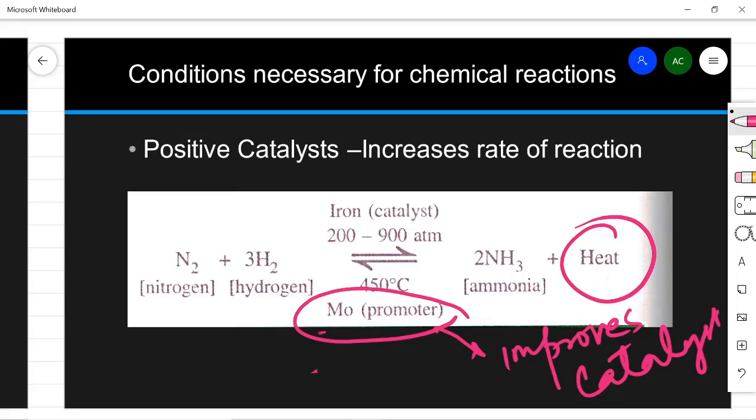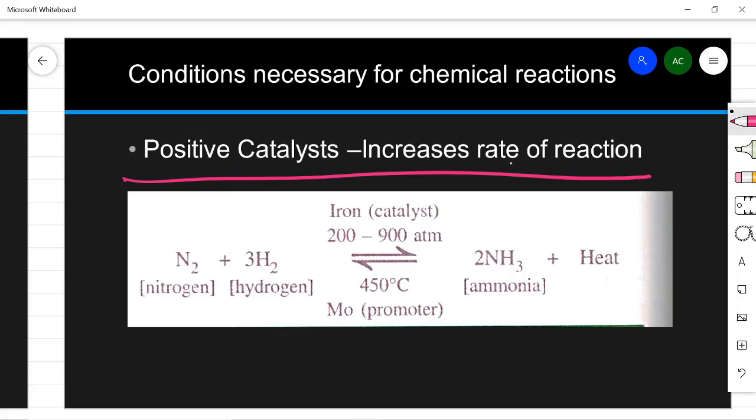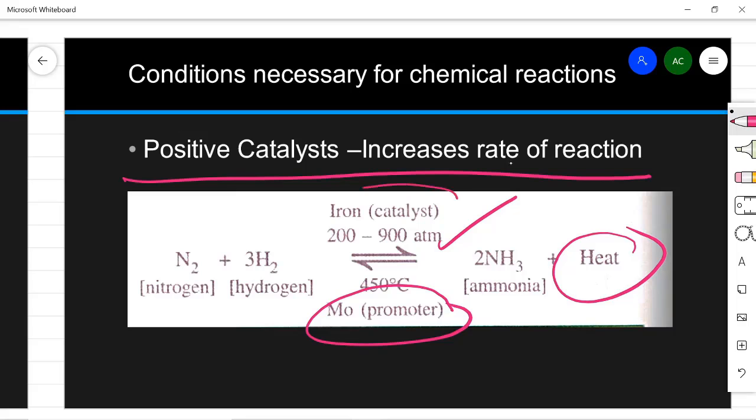Always remember, ये जो promoter है ये तभी काम करेगा जब ये catalyst भी होगा उसमें, क्योंकि promoter का काम है catalyst को monitor करना, maintain करना. So catalyst, positive catalyst also, promoter also, then exothermic also, pressure also. So this is a very important reaction which you can learn. So these were the two examples of positive catalyst. One was potassium chlorate and another one is this one. And when this question comes in the exam, do not forget to mention the name of the catalyst, otherwise marks will be deducted.